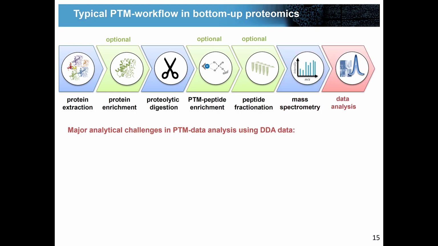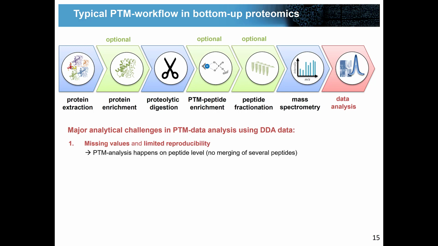Okay, and the last step then is data analysis. And this last step I would like to use to state what I think are currently the major analytical challenges that we are facing when we look at PTM data that was acquired by DDA, so by shotgun proteomics. One major challenge that we are facing is the issue of missing values and limited reproducibility. That's an issue that we already discussed in the beginning of the course, which is also equally valid for normal proteomics, or when you measure naked peptides.